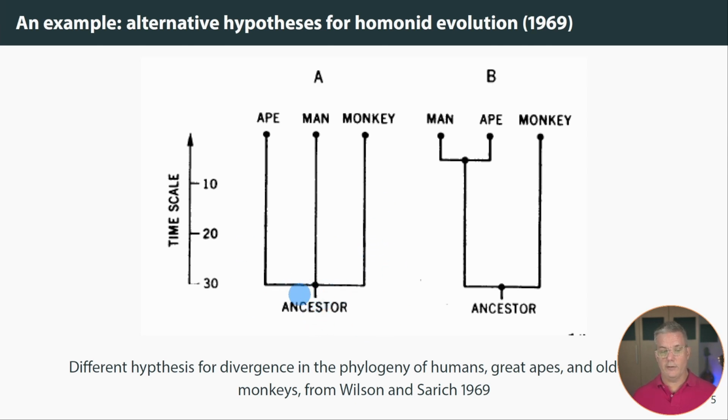So it was known that there was a common ancestor some period ago, but it wasn't known, for example, that humans and apes diverged more recently from a common ancestor than the common ancestor of humans and apes did from old world monkeys. So there were a number of researchers who worked on this problem, but I'm going to focus on this paper by Wilson and Sarich.